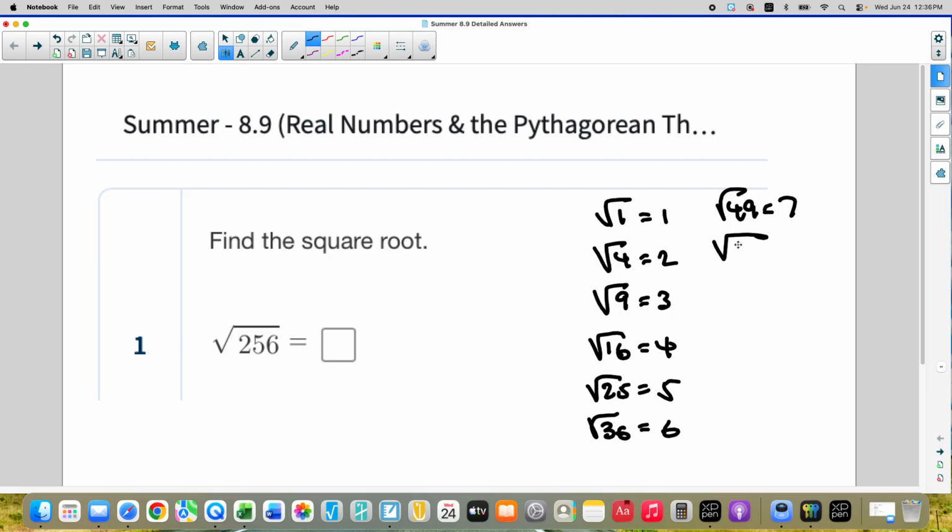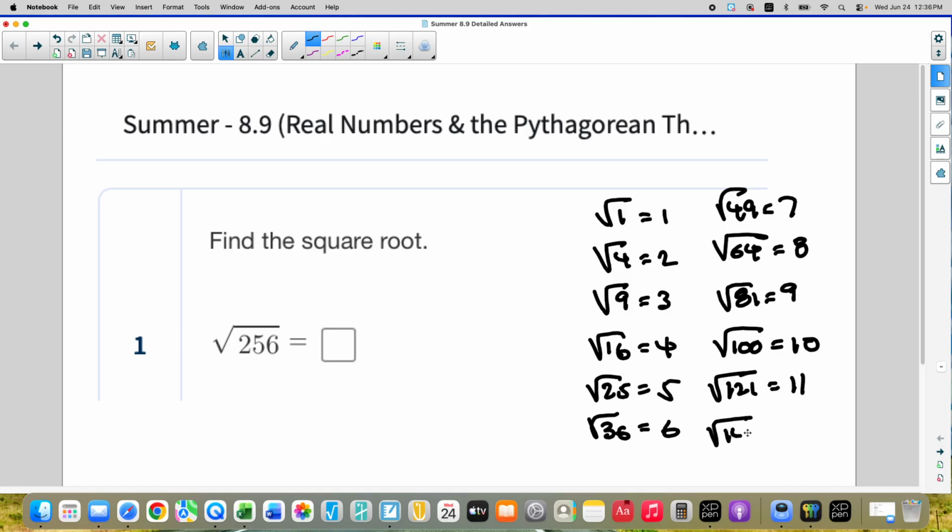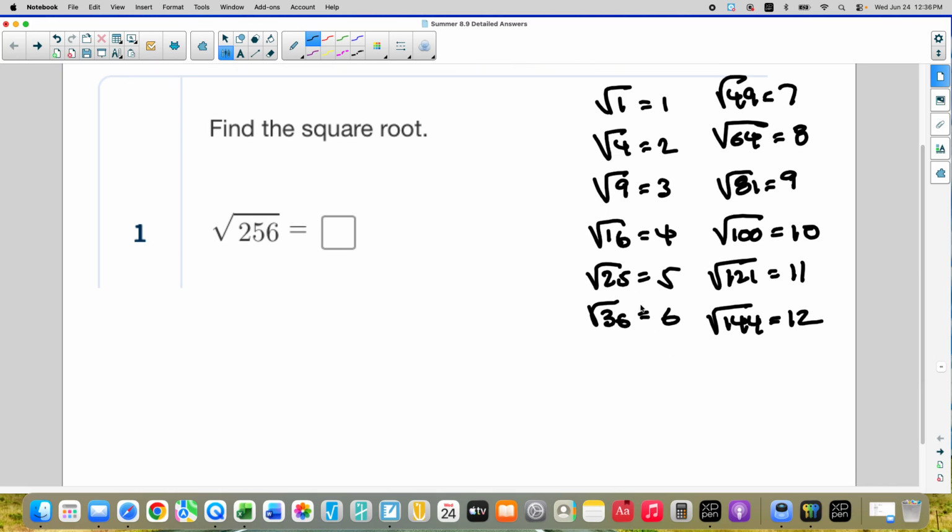The square root of 64 equals 8. The square root of 81 equals 9. Square root of 100 equals 10. Square root of 121 equals 11. And the square root of 144 equals 12. Those are the top square roots. Let's talk about why these square roots equal what they do.